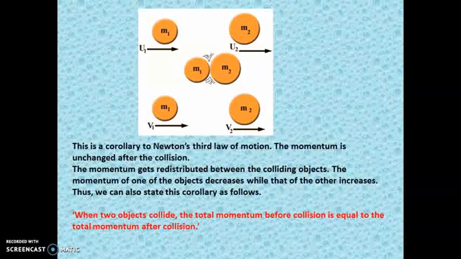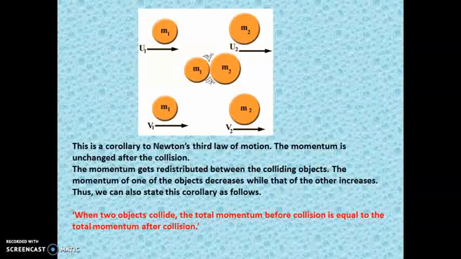The momentum gets redistributed between the colliding objects. So two colliding objects m1 and m2 collide, and the momentum gets distributed between the two objects. The momentum of one object decreases while that of the other increases. It depends on which object is colliding with a greater speed or mass.